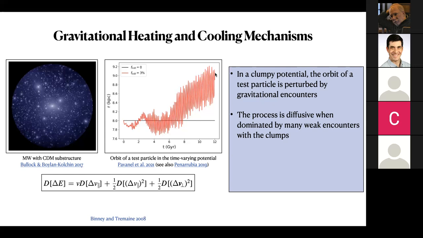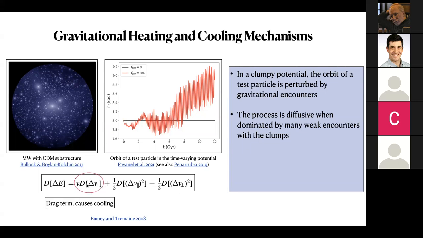What I mean is that it can be treated in a statistical way using this equation, called the diffusion equation. If you think about an ensemble of particles, then the average change in energy of that ensemble per unit time is given by this diffusion coefficient. This is called the first order diffusion coefficient, the average change in velocity in the parallel direction of motion per unit time. And these are the second order diffusion coefficients. This is the average change in velocity squared per unit time in the parallel direction, and similarly, the average change in velocity squared per unit time in the perpendicular direction.